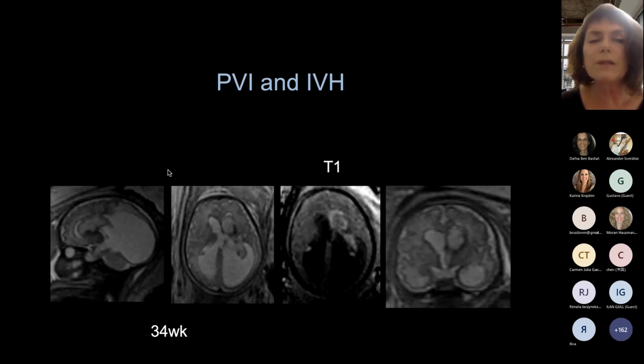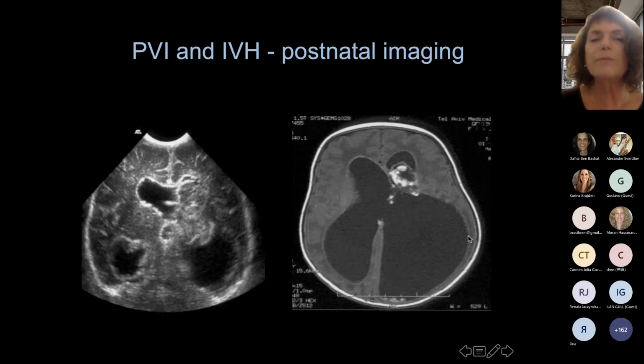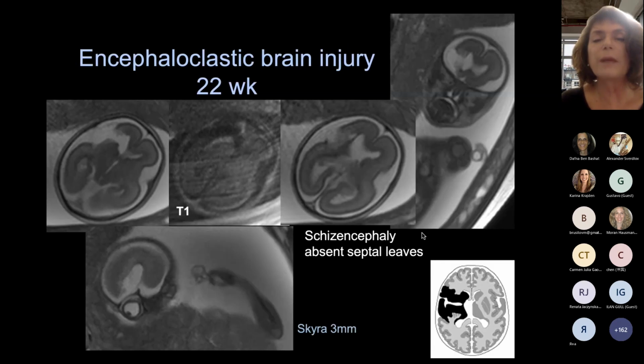This is an old case again. You can see the differences in the images of a very religious family. We did make the correct diagnosis of a huge hemorrhage, a unilateral one with extension into the parenchyma and probably PVI. And this is the ultrasound postnatally, and the postnatal MRI was performed afterwards. And this child, on top of having some hemiplegia, is also suffering from mental retardation and seizures and other abnormalities.